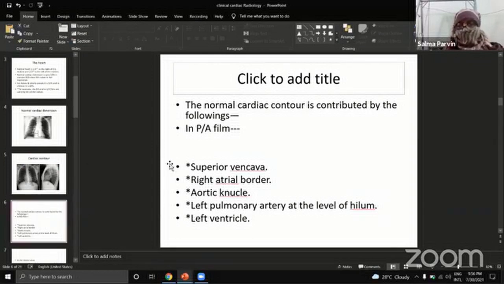And that is written in black and white. The normal cardiac contour is contributed by the following. In the PA film, it is the superior vena cava, the right atrial border on the right side, the aortic knuckle, the left pulmonary artery at the level of the hilum, and the left ventricle.